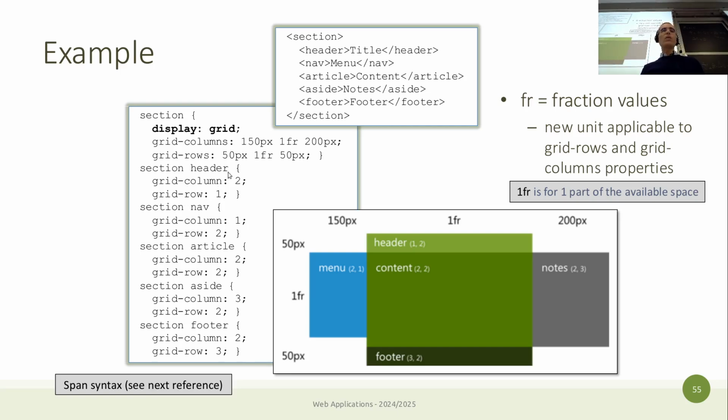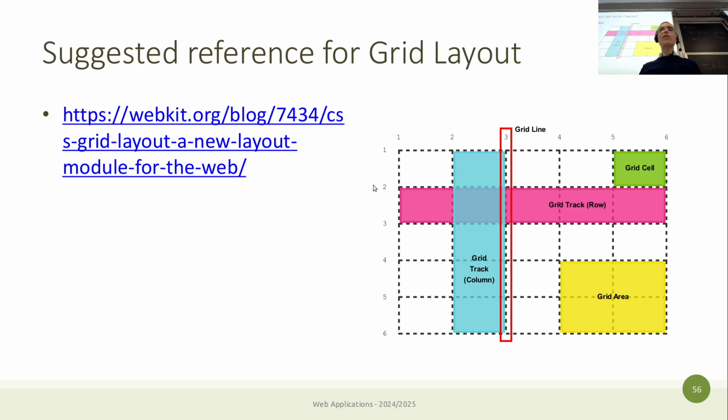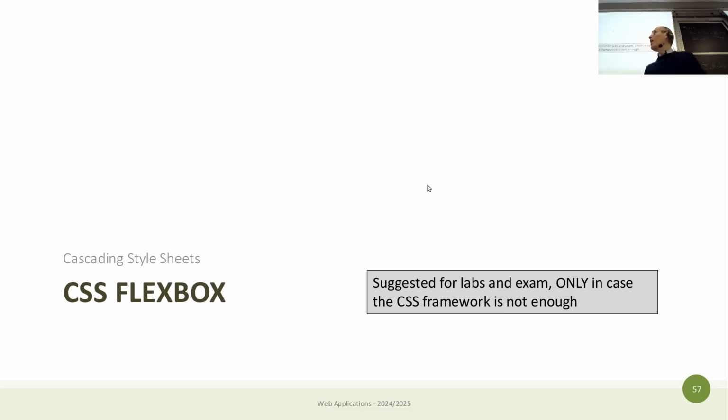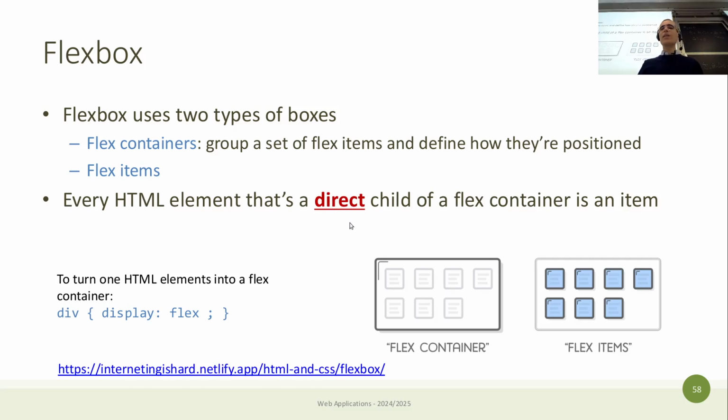In short, you say for each element where they should fit. Row 2, column 1, etc. Stuff like that. But you need to pre-divide your page into rows and columns. Good, but not enough for us. Again, references if you're curious. And this is what is suggested for lab and exams only in case the CSS framework, that is the last thing we are going to see pretty quickly, doesn't work.